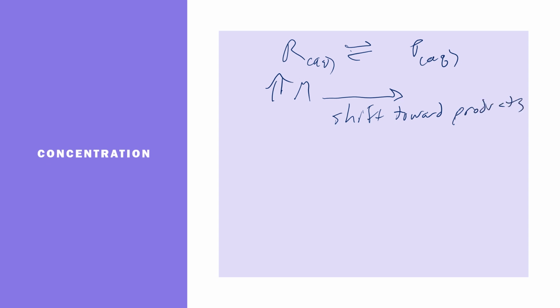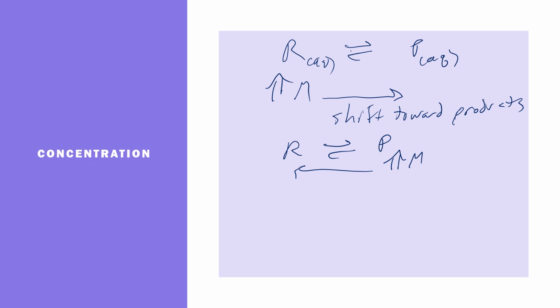Now let's say, for example, we have an equilibrium system again, still aqueous. If I increase the molarity of my products, well, now I have too much on the product side. That's my stress. I need to use up those extra products, so it will shift towards the reactant side.